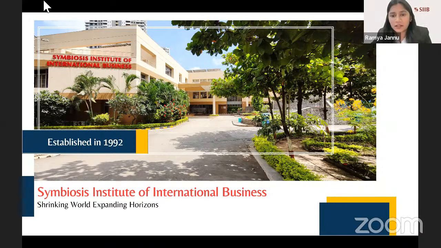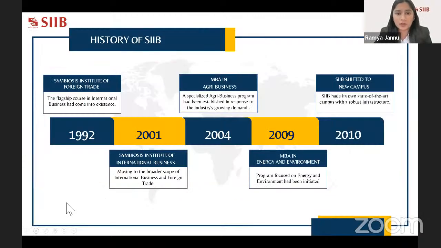Hello everyone. We are thrilled and excited to interact with all of you today as part of our flagship event, Crack It with SIIB. We conduct this event every year, where we help MBA aspirants get into Symbiosis through SNAP. So let us begin with the history of SIIB. The Symbiosis Institute of International Business was founded in 1992 as the Symbiosis Institute of Foreign Trade, that is SIFT.